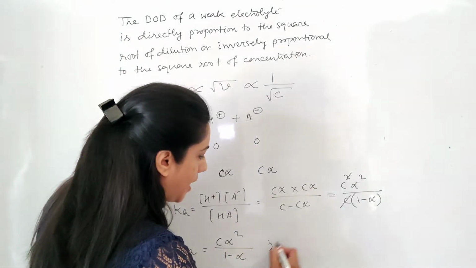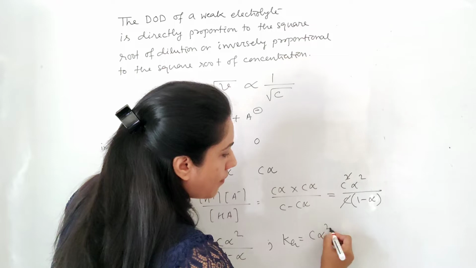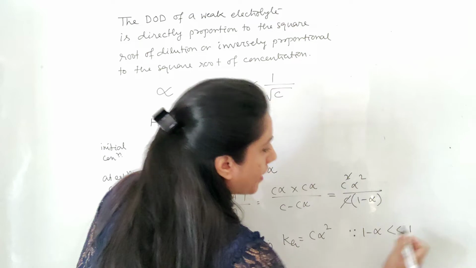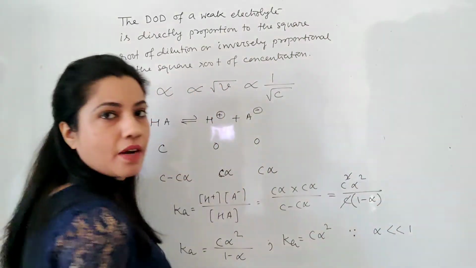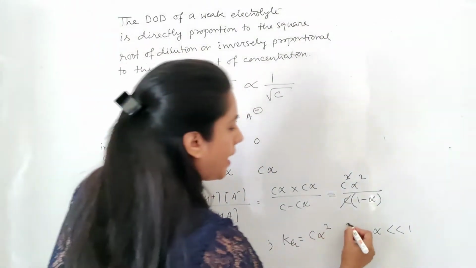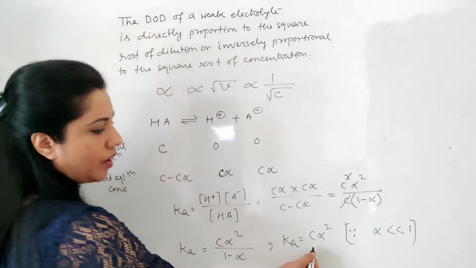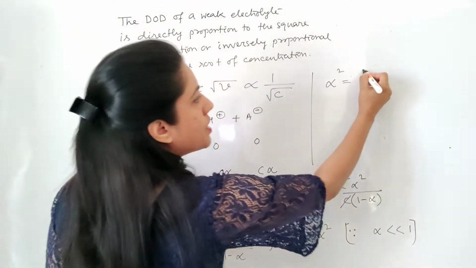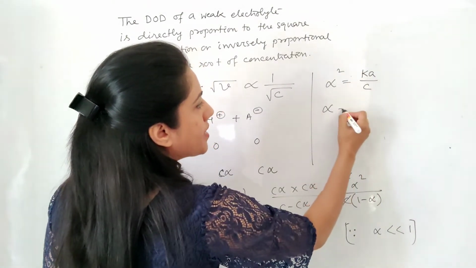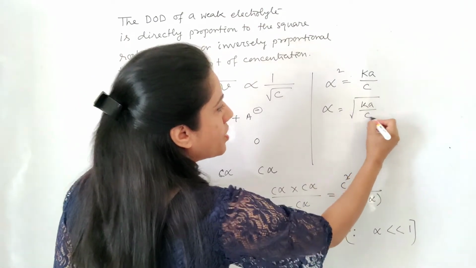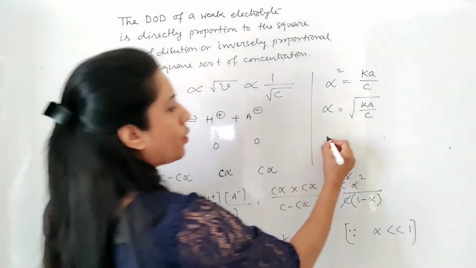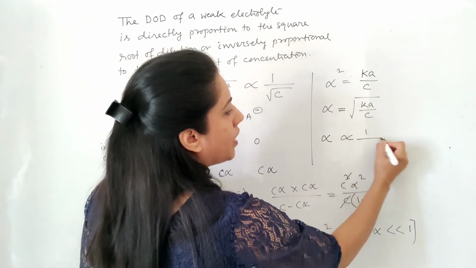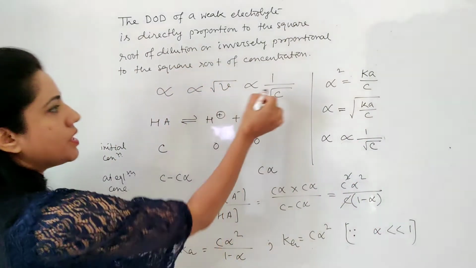So we can directly write down Ka is equal to C alpha square, since alpha is very less than 1, so we can neglect alpha. From here, we get alpha square is equal to Ka upon C. Right? So alpha is equal to root of Ka upon C. Now Ka is constant, so we can remove the equal to sign and Ka. So alpha is proportional to 1 upon root over C.